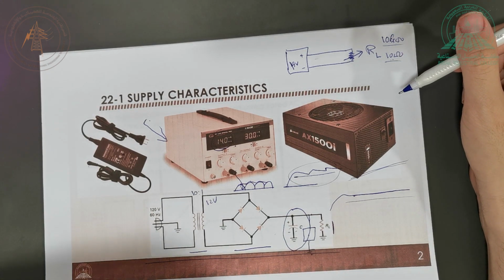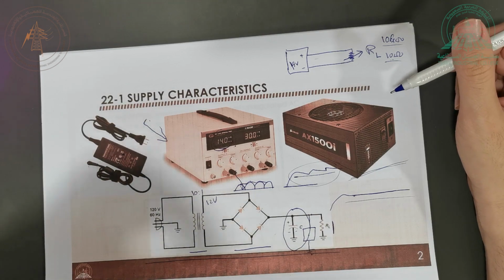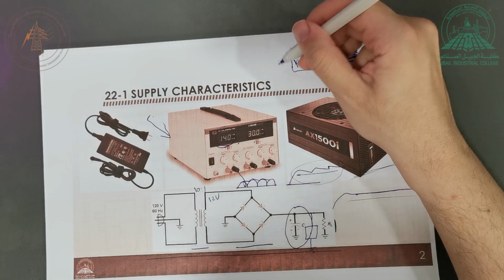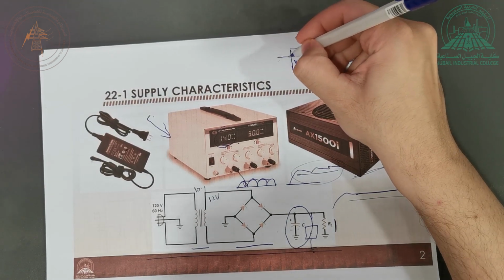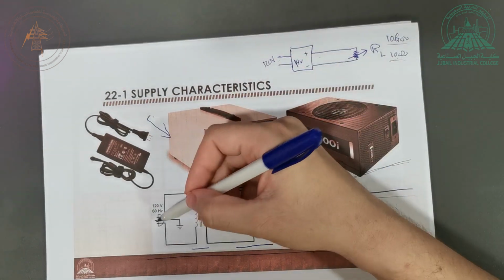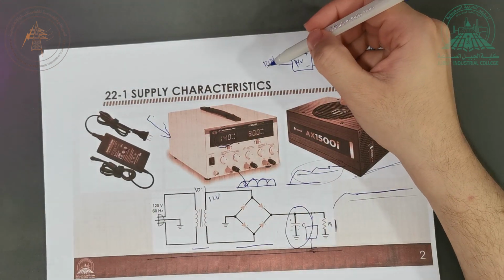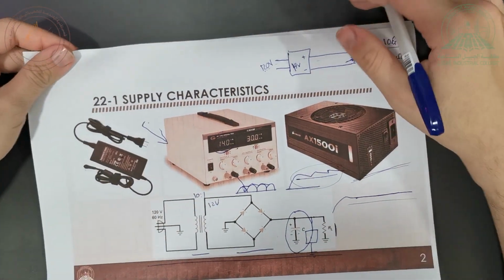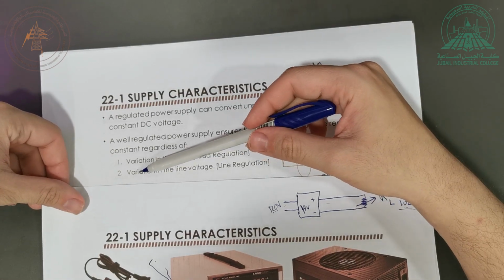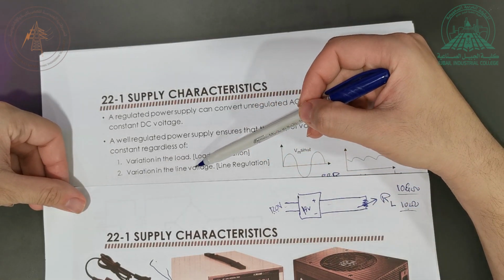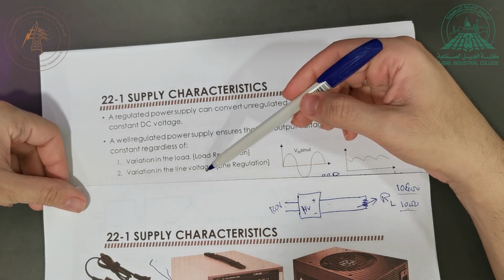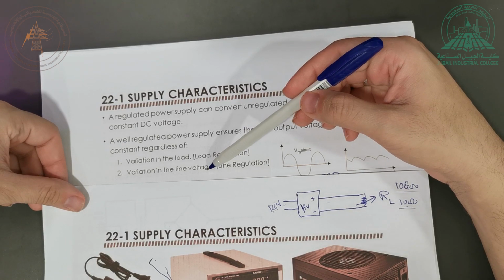Now, why is this happening? One of the main reasons is, first of all, the fluctuations that are coming from the wall, right? This power supply is connected to the wall, right? The 120 volt that's coming from the wall here. Now, this input voltage can have some fluctuations. We call this the line. So you can see here, variations in the line voltage are expected. But a good power supply should be able to resist these fluctuations in the line voltage.